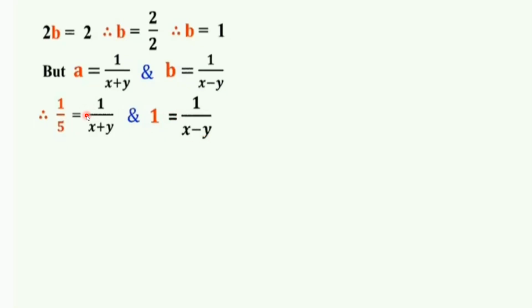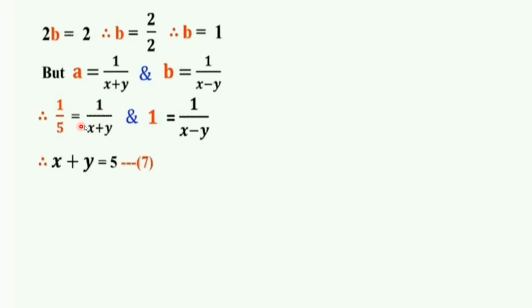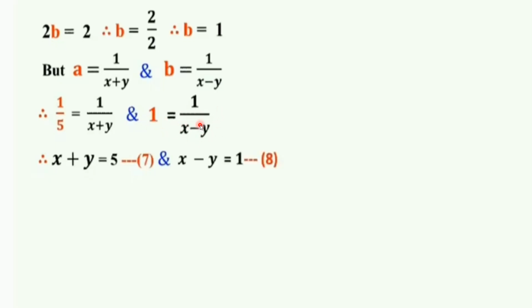And cross multiply, children, so that all these denominators will go to the numerator. Then I am going to get a new equation. Here if I cross multiply the first relation, x plus y is equal to 5, and I am going to name this equation number 7. Similarly, if you multiply here, x minus y into 1 will be x minus y only. So that is equal to 1. So this will be equation number 8. Now we have got another pair of linear equations.